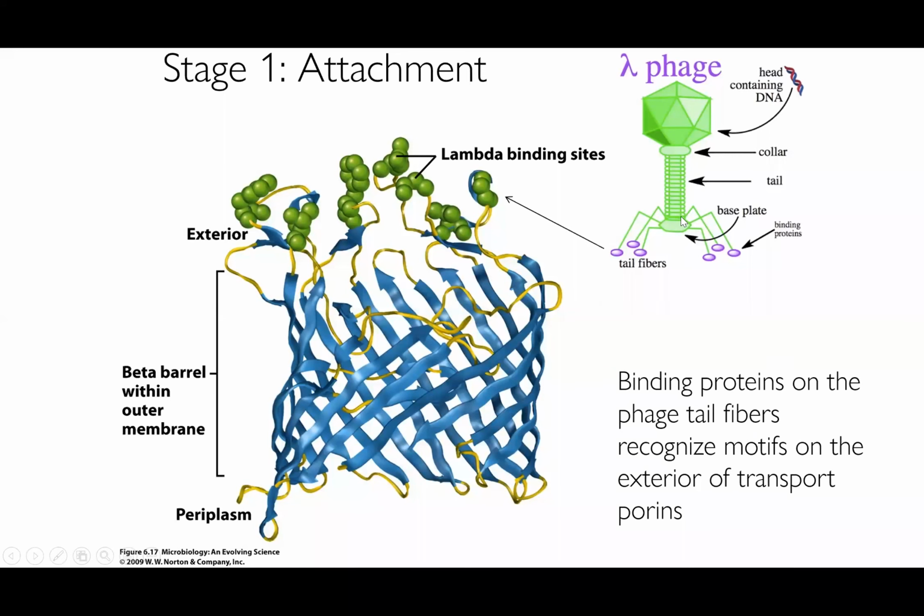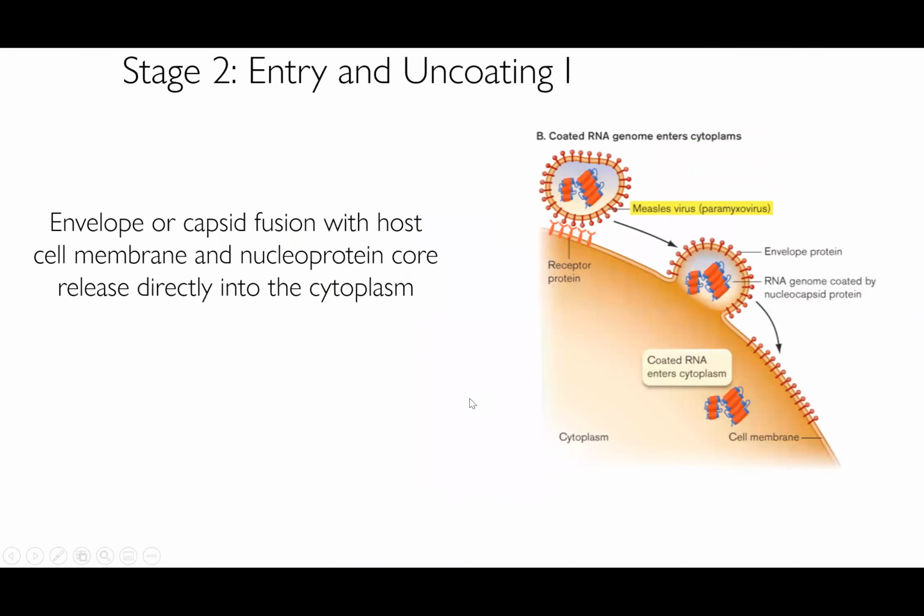The idea being, we have a gamma phage, so this is a bacteriophage. It has little tail fibers, and these tail fibers bind to sites on a protein that is used for transport inside of a bacterial cell. Next up, we have entry and uncoating. The first steps in a viral life cycle involve attachment and uncoating.